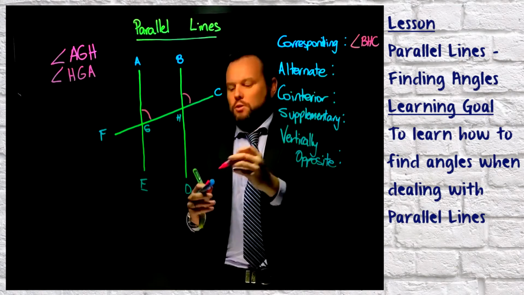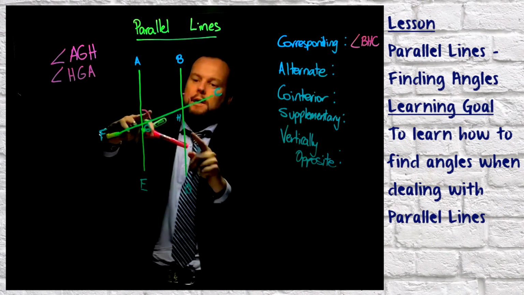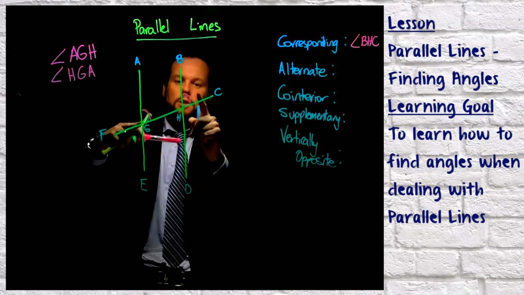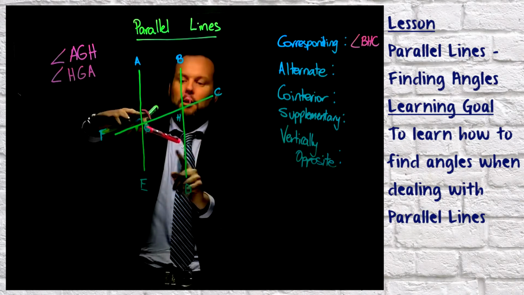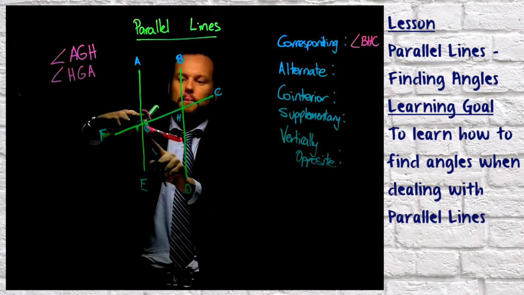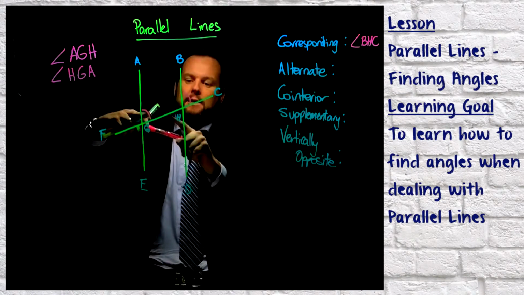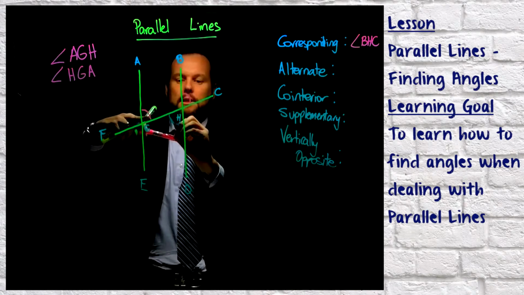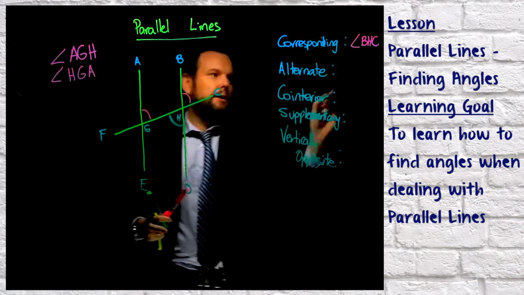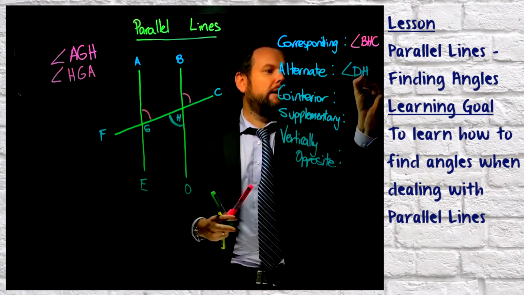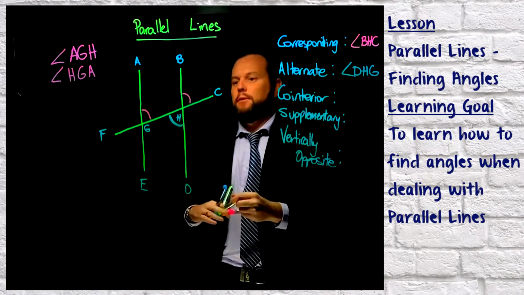Now we need to find the alternate angle. The alternate angles sit on opposite sides of the transversal, so it can't be this one, or this one, and they sit inside the parallel lines. So it has to be either this one or this one. Now, the thing with alternate angles is they are equal, so they look the same, and they sit at a diagonal, okay? So it's going to be this angle here, all right? That's our alternate angle. That's DHG, okay?